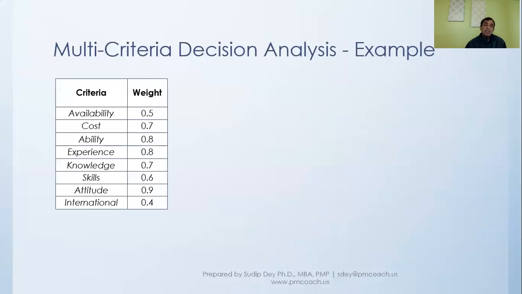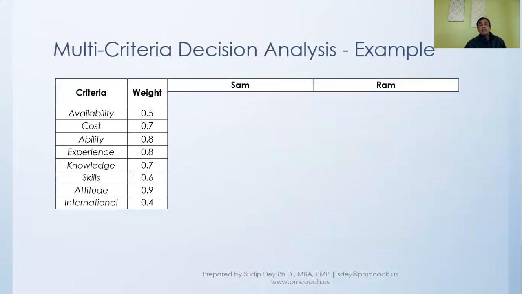For example, we are saying attitude to us is most important, and we are giving a weight of 0.9 out of 1. Whereas we are saying availability is not that important. It is important, but not that important, because we can probably play around with the schedule to match the availability. So we are saying the weight for availability might be 0.5. So accordingly, we have put a weight for each of the criteria.